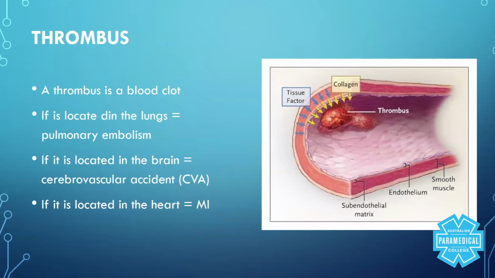Thrombus, again, is definitely a life-threatening condition. Again, we can't do a massive amount for these patients, but what we can do is recognize it and pre-alert the hospital and get them to the right care quickly. We can absolutely treat the cardiac arrest if the patient's still in cardiac arrest. And the thrombus is basically just a blood clot. So the word thrombus just means clot. Now, if the blood clot is in the lungs, it's called a pulmonary embolism. If it's in the brain, it's called a stroke or a CVA, cerebrovascular accident. And if it's located in the heart, it's a myocardial infarction.